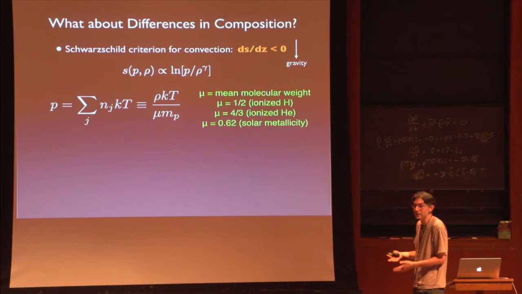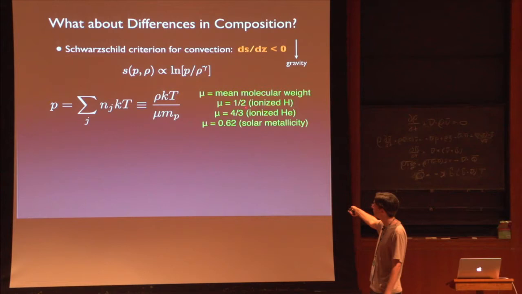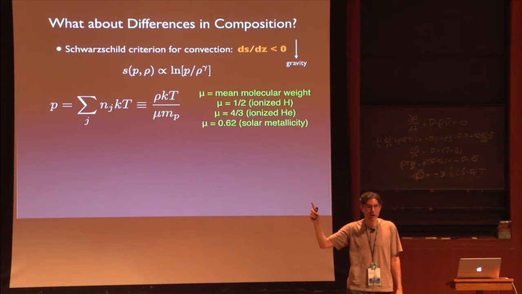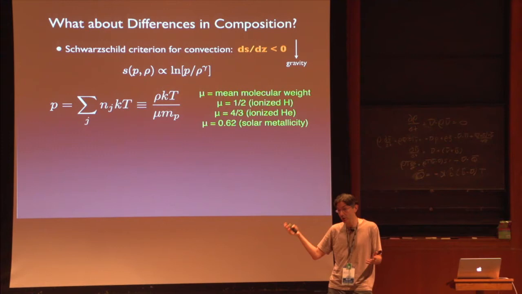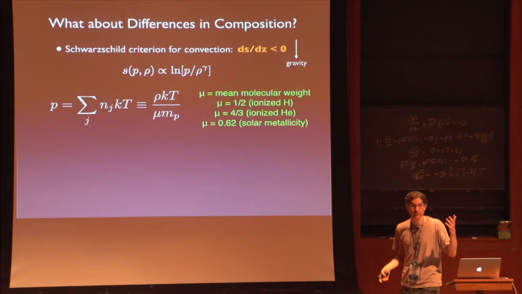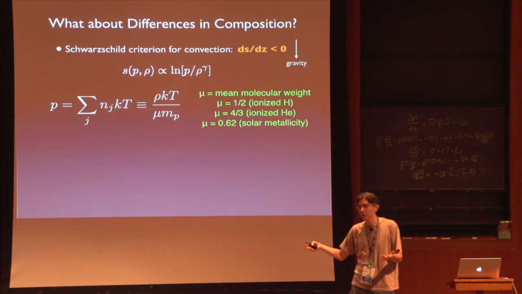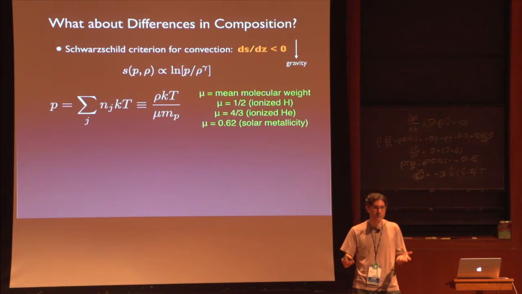For ionized hydrogen, μ is a half. You get one nkT from electrons, you get one nkT from protons. The densities are equal by charge neutrality. So the average mass per particle is actually half the mass of the proton, because you have an equal contribution to the pressure from the electrons that don't contribute any mass. For ionized helium, the average mass per particle is 4/3 the mass of the proton. For solar metallicity, so kind of cosmic composition, μ is about 0.62.